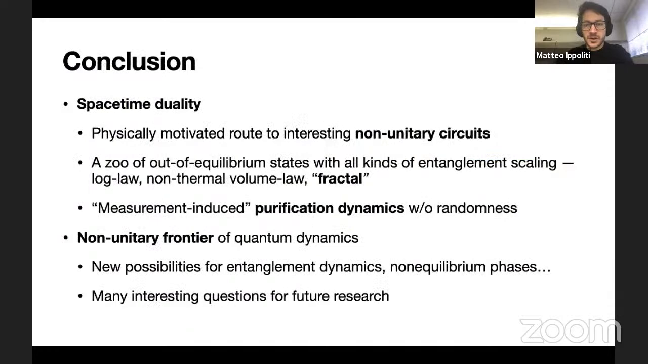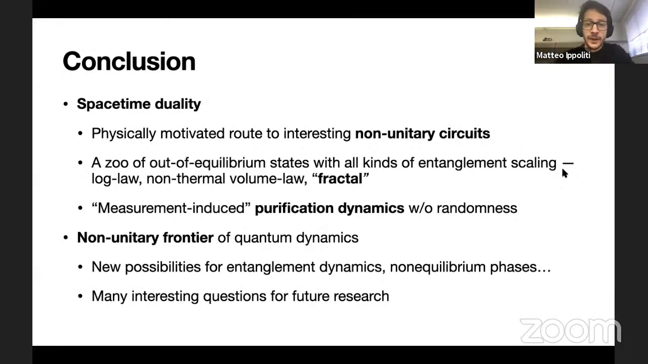Okay, so this brings me to my conclusion. I hope within a reasonable time frame. So I've introduced space-time duality as a physically motivated route to make interesting non-unitary circuits. With this, we have engineered sort of a zoo of interesting out-of-equilibrium states that have all kinds of entanglement scaling, including ones that we know from unitary dynamics and ones, like fractal entanglement, that generically appear to be impossible. And then what I just discussed now is the possibility of implementing this measurement-induced purification dynamics without any randomness and therefore without issues of post-selection.